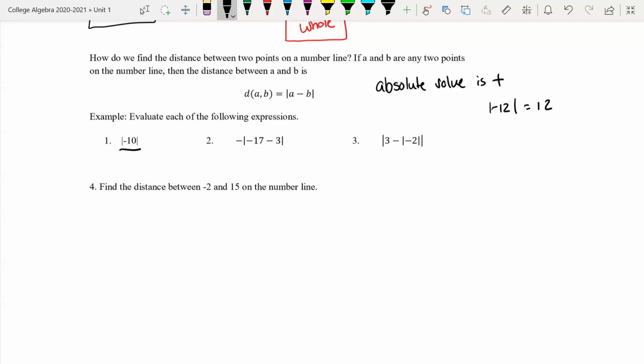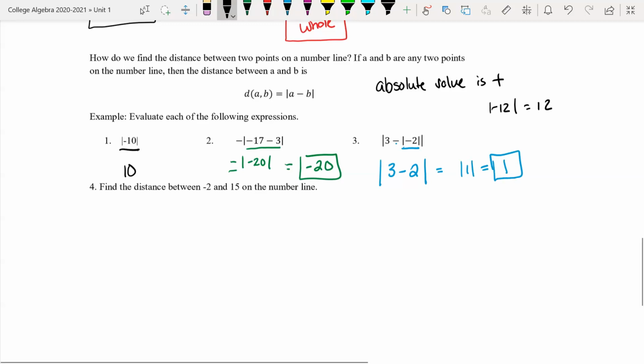So example, this first one, your answer should be 10. The next one, it gets a little bit harder. So I want to do the inside first. Absolute value -20 is 20. However, there's a negative on the outside. So my answer would be -20. I keep going. You do the absolute value that's on the inside first. So I get 3 minus 2. Because this negative is going to stay there still. And then I would get 3 minus 2 is 1. The absolute value of 1 is 1.